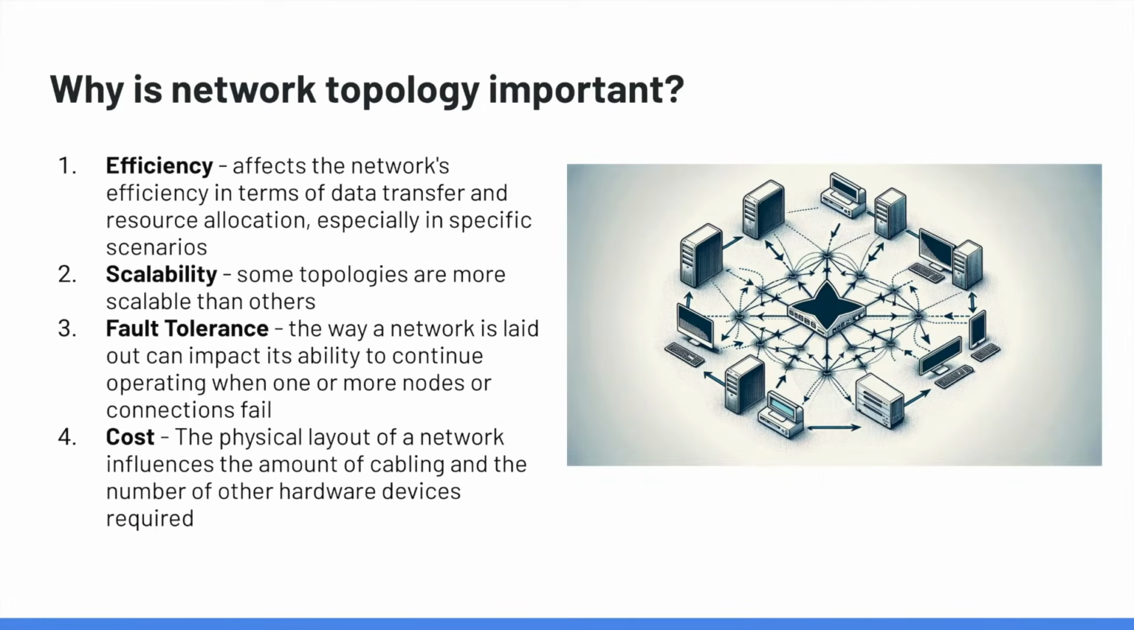Now, network topology is important because it affects how efficient the network is in terms of data transfer and resource allocation. It affects the scalability because some network structures allow us to more easily add other nodes or other devices to the network than others. It affects fault tolerance because the network structure can affect how easily a network can continue to function when one or more devices on the network, or nodes, have failed. And finally, network topology affects the cost. Certain layouts or structures of networks require more cables and more hardware devices than others.